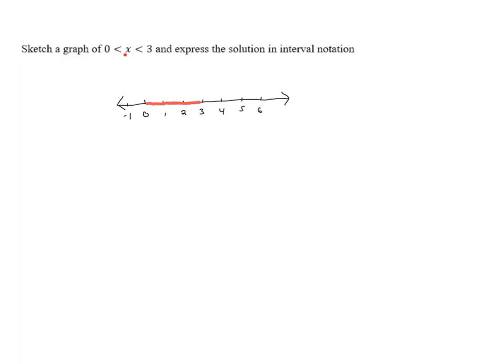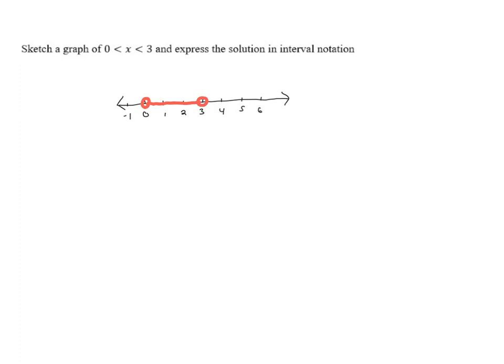Now, we know that x has to be strictly greater than 0. It's not allowed to be equal to 0. So that means we put an open circle there. And then the same is true with 3. X can't be equal to 3, so we need an open circle there as well.